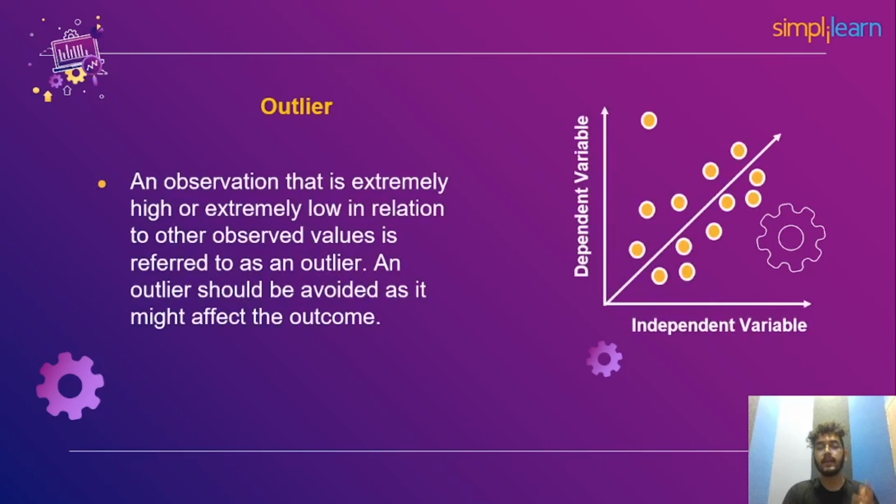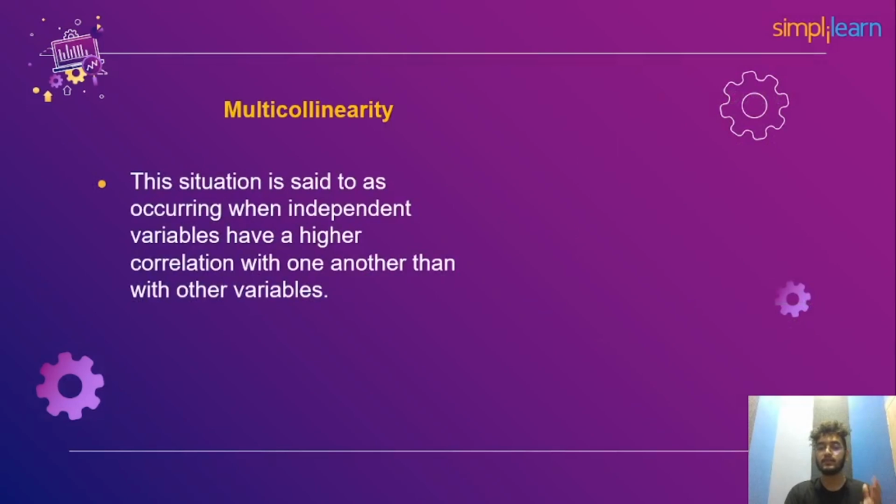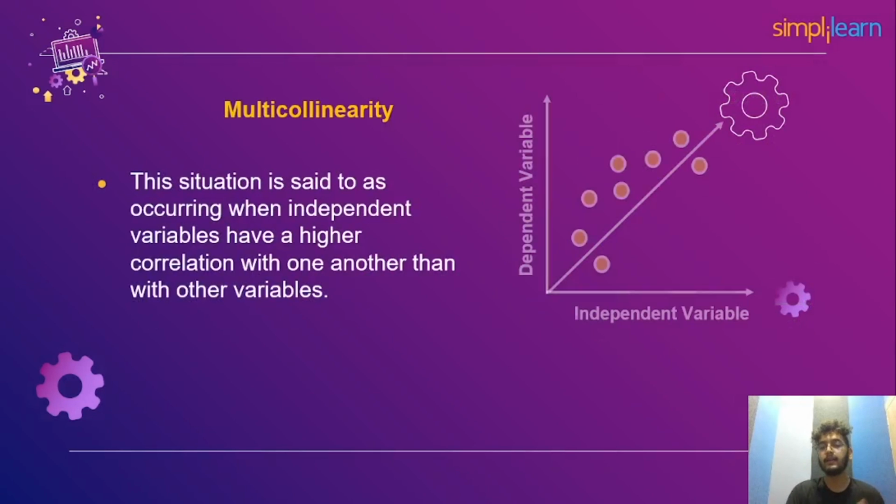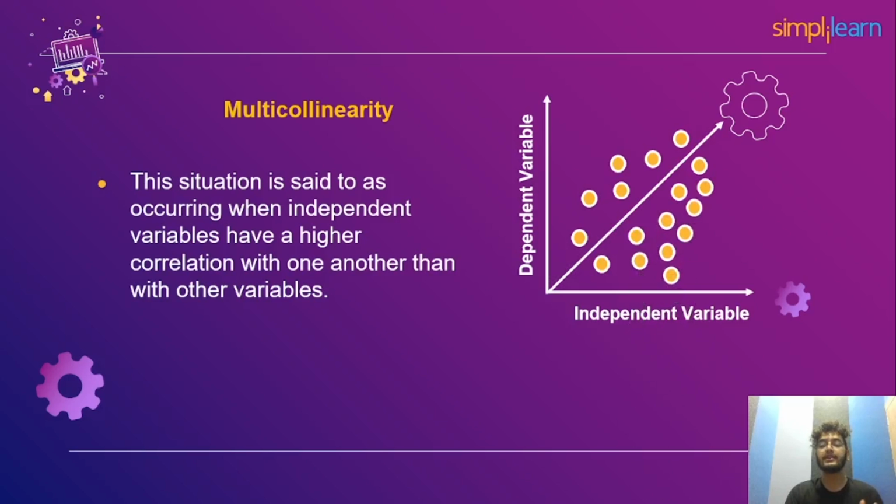An observation that is extremely high or extremely low in relation to the other observed values is referred to as an outlier. An outlier should be avoided as it might affect the outcomes. The fourth one is multicollinearity. The situation occurs when independent variables have a higher correlation with one another than with other variables. It shouldn't be included in the dataset because it causes issues when determining which variable has the greatest impact.